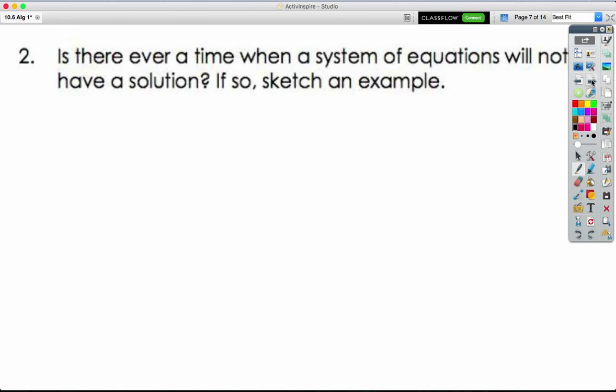So is there ever a time when a system of equations will not have a solution? If so, sketch an example. Okay, so if the solution to a system is the point of intersection, we have to think, well, what kind of lines never intersect? Hopefully you're thinking about parallel lines. So if two lines are parallel, they will never intersect. So this would have no solution.